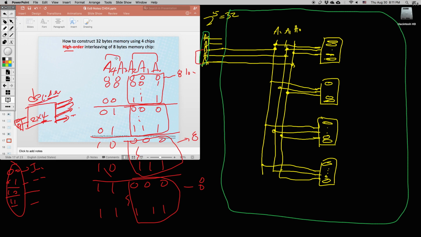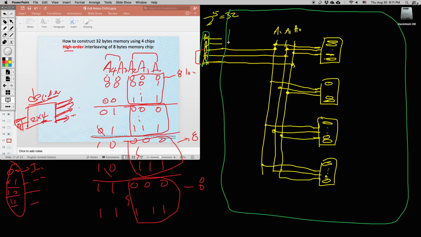So we can use a 2 by 4 decoder for those 2 bits, A4 and A3. When the input is 00, we select this group. 01, we select that group. 10, we select the third group. 11, we select the fourth group. So that is the idea of expanding smaller chips into a bigger one.